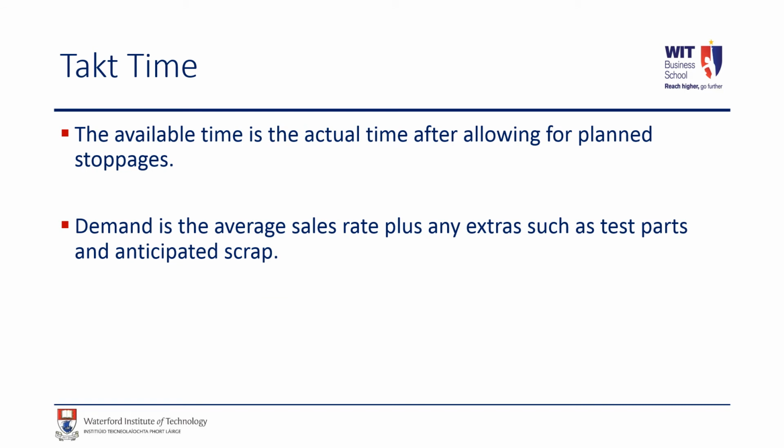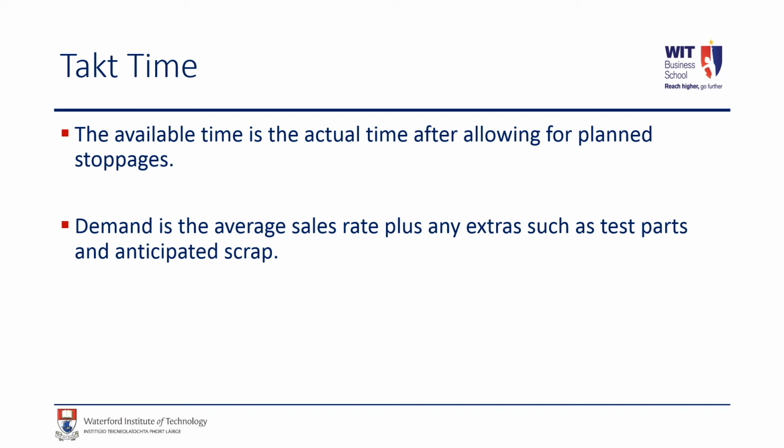What's also important to realize is that for takt time, the available time is only the actual time after allowing for planned stoppages. So if you've got an 8-hour working day and you also have planned stoppages for maybe equipment maintenance or for planned comfort breaks or lunch breaks, you don't factor in any planned stoppages because that's not available time for working on producing product or providing a service.